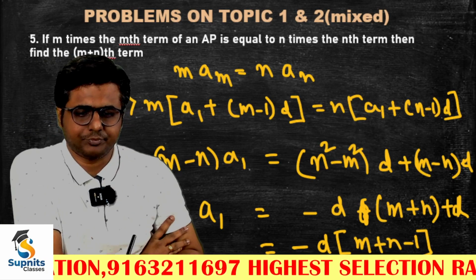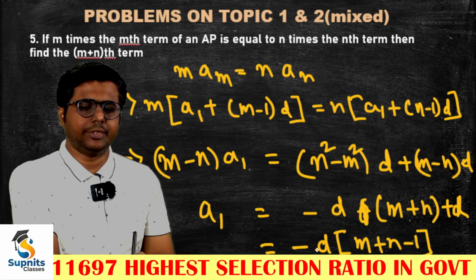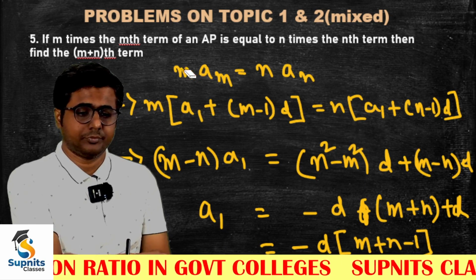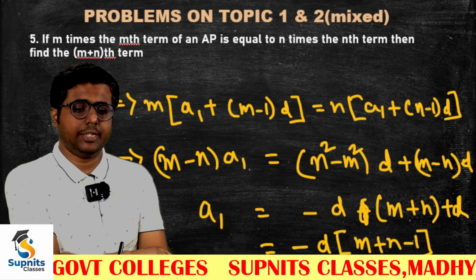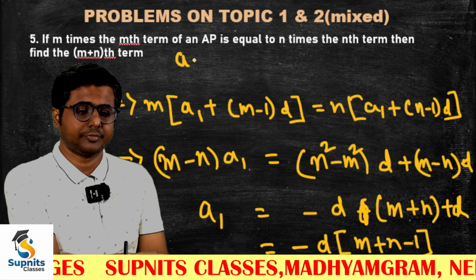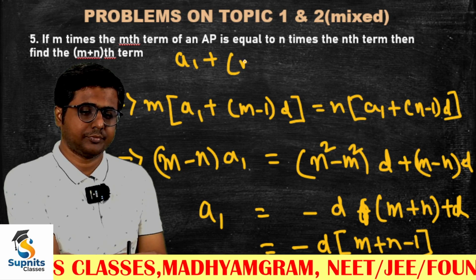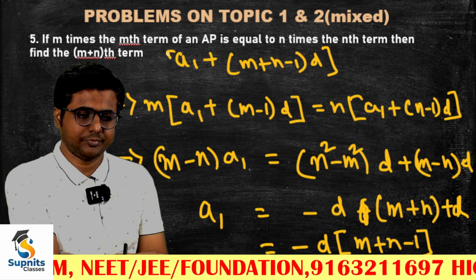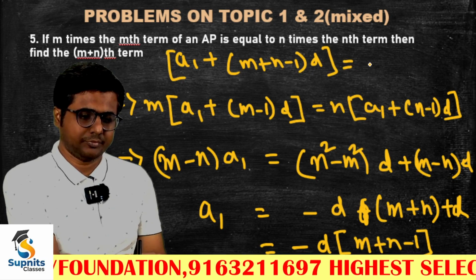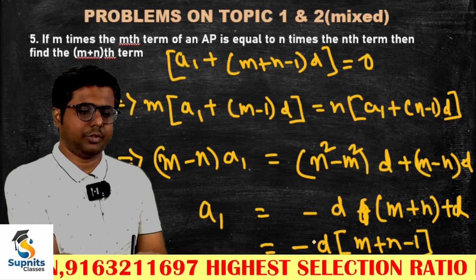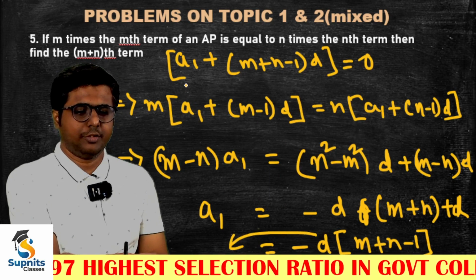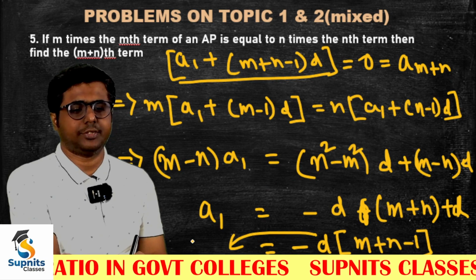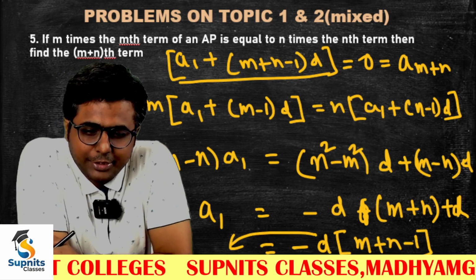You should get this one: a1 is equal to minus d common (m plus n minus 1). So, if you say this right now, this last line can be written like this: a1 plus (m plus n minus 1)d is equal to 0, because I will bring it to this side, and if you see this, this is nothing but the (m plus n)th term. So, the answer over here will be 0.